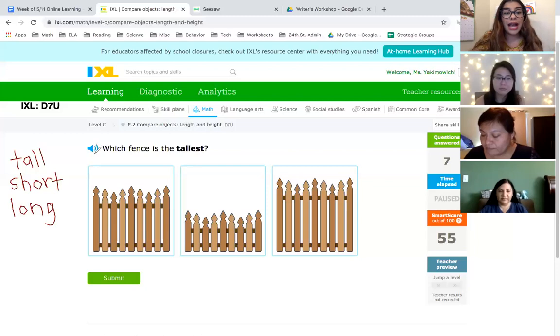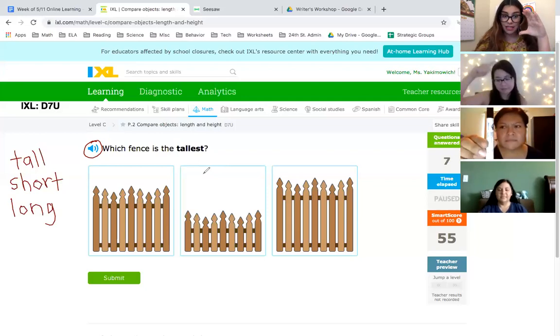Remember, when we have IXL and you're not able to read the directions, you can listen for the directions using this microphone. You press the microphone and it reads it to you. But since we know how to read, I'm going to read it for us today. It says, which fence is the tallest? When I'm thinking about tallest, I know that means the height of something. So how tall it stands.